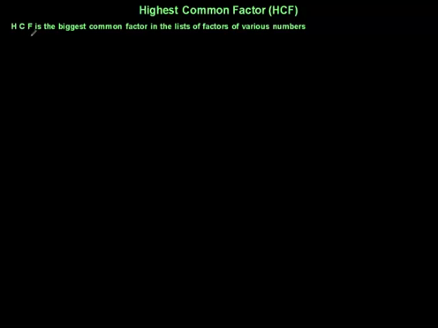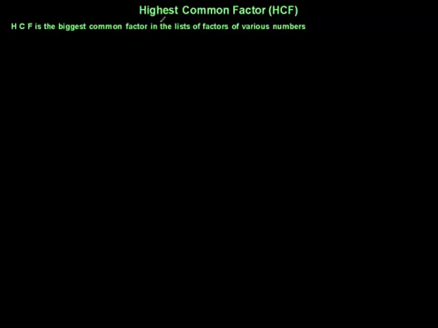Now we need to know what the highest common factor is. It's actually as it says: the biggest common factor in the lists of factors of various numbers. Factors of a number are those numbers which divide into it. So factors of 12 are all those numbers which have 12 in their times table, which actually divide into 12. So factors of 12 would be 1, 2, 3, 4, 6 and 12, because all these numbers have 12 in their times tables.